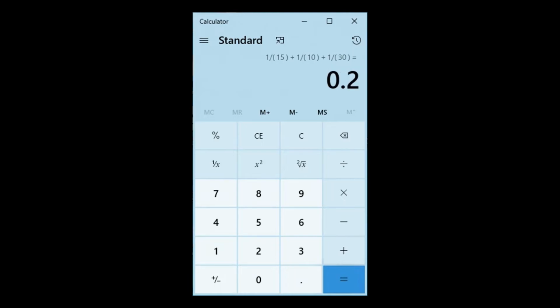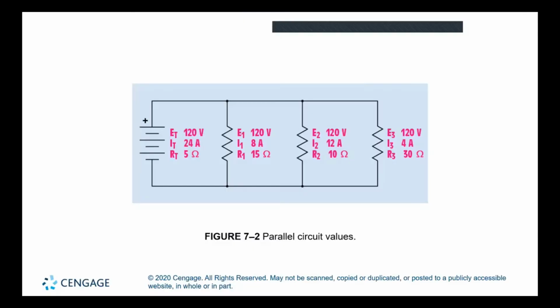So in order to obtain the real value of RT, I'm going to go back to that key and press it again. And when I do that, I get my 5 ohms. You see that the 5 ohms on the calculator is exactly the 5 ohms that we have for RT on this circuit. Now, any questions?